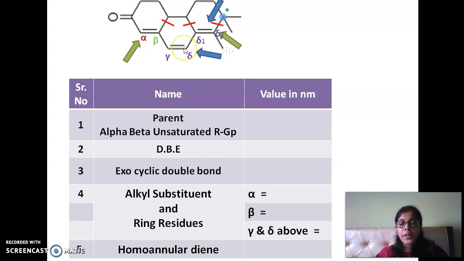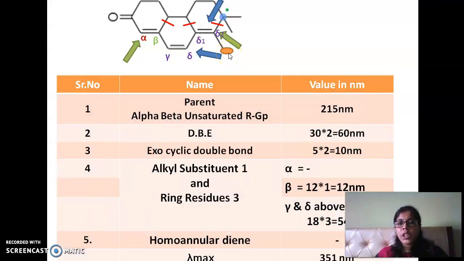1 at 12 and 2 at 18. And one alkyl substituent at delta 2, because this is my extended parent. So my total comes to 351 nanometer: 2 DBEs plus 60, 2 exos plus 10, 1 beta ring residue plus 12, plus 18 into 3, because 3 is 2 ring residues at delta 1, delta 2 and 1 alkyl substituent. So total 318 increments, and the total comes to 351.